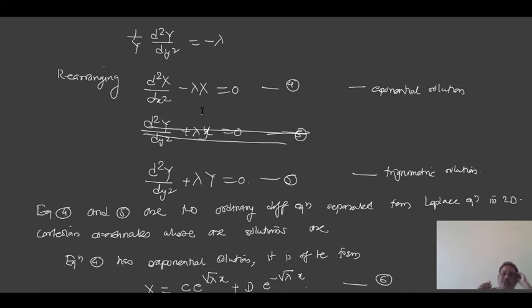So the solution of this differential equation is going to be an exponential solution of the form capital X is equal to, that is equation number 6, c times e raised to root lambda into x plus d times e raised to minus root lambda times x. So the c part is an exponentially increasing function, and the d part is an exponentially decreasing function. So this is an addition of exponentially increasing and decreasing functions.